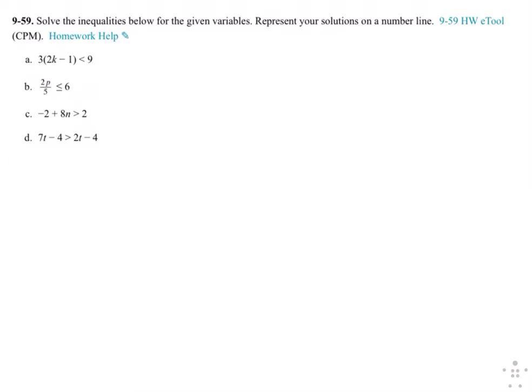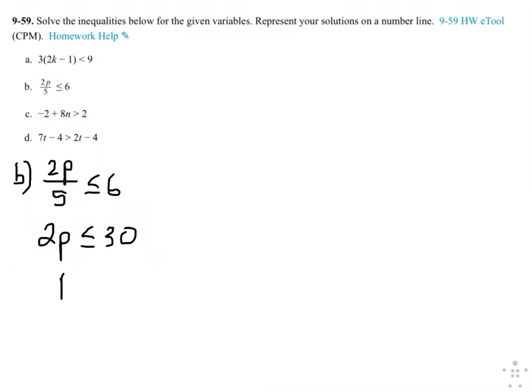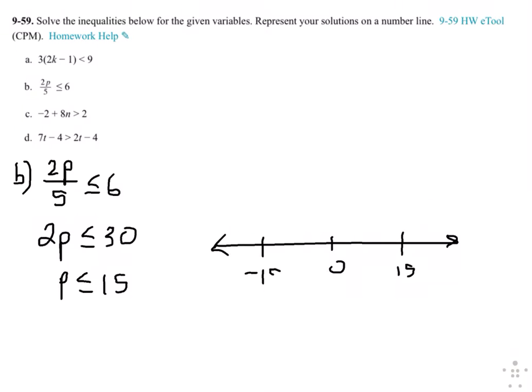Let me make some space. B, we have 2p over 5 less than or equal to 6. I'll multiply both sides by 5, so I get 2p is less than or equal to 30. Divide both sides by 2. P is less than or equal to 15. So here's my number line, 0, 15, there's negative 15. Less than or equal is a closed circle, and less than goes to the left.